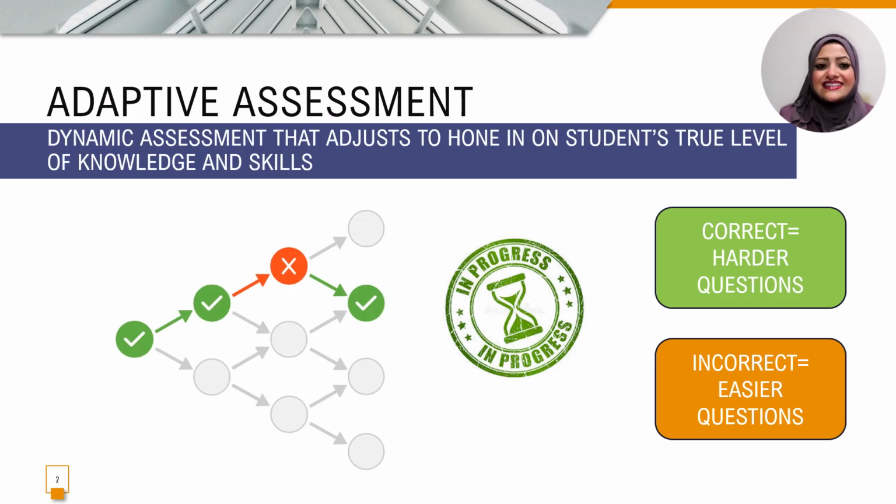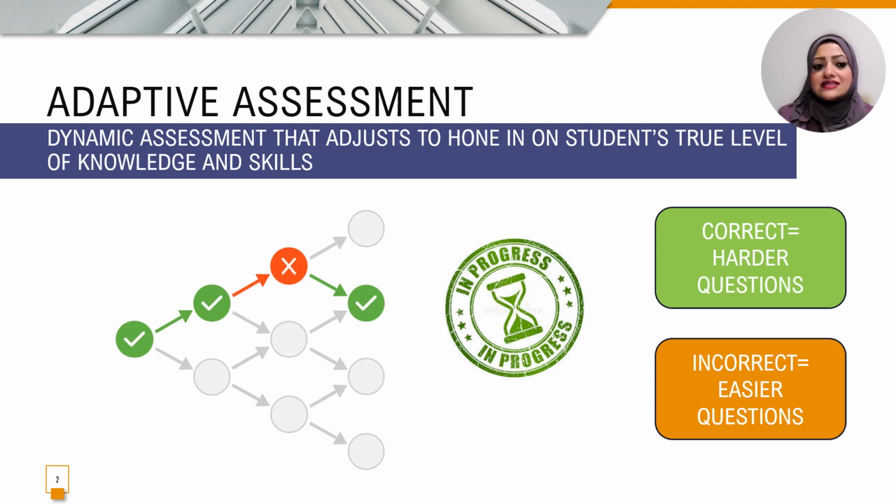Let's dive in. The first term is adaptive assessment. The MAP growth test is an adaptive assessment. It's designed to evaluate a student's academic proficiency with a high degree of precision. Unlike traditional standardized tests that present the same set of questions to all students, an adaptive assessment dynamically adjusts the difficulty of its questions in real time based on a student's responses.